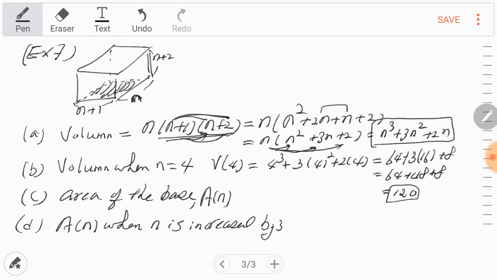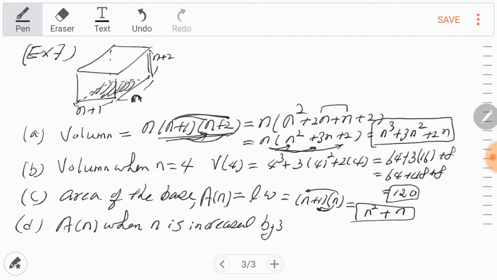Okay, then the area of the base. The area of the base is the length times the width. So the length is n plus 1 and the width is n. And this is equal to, using the distribution property, n times n is n squared plus 1 times n is n. So this is the area of the base of the box.